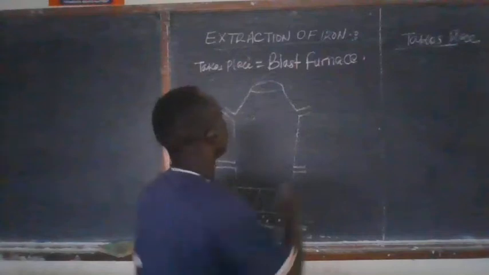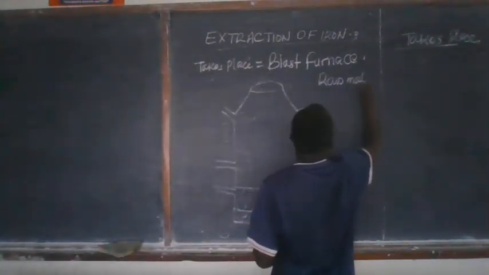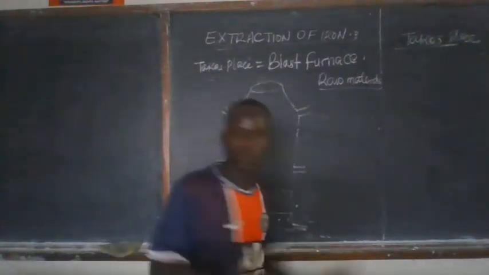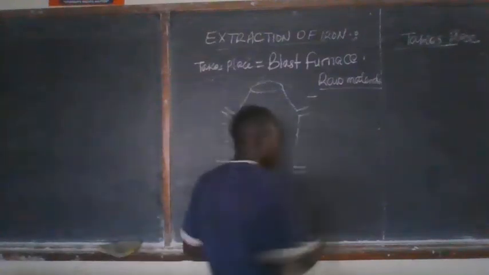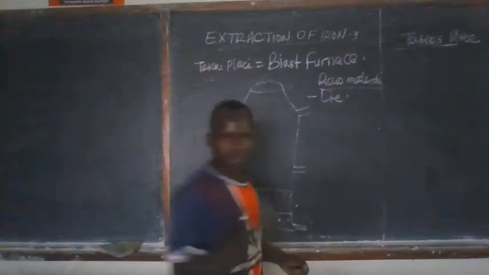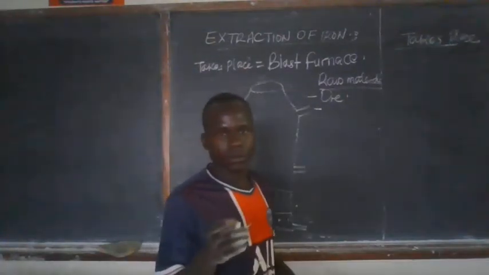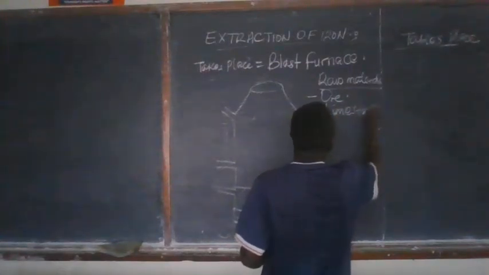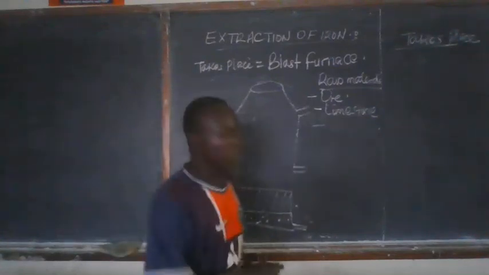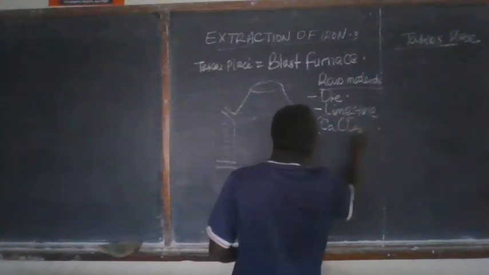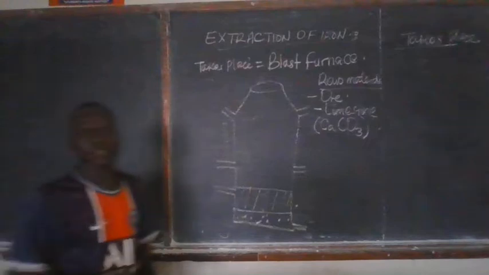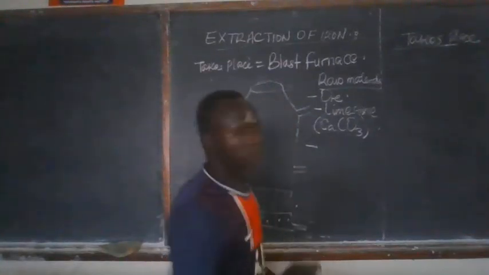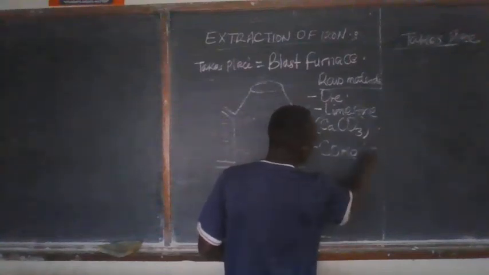So we have to know the raw materials required in this extraction so that we can feed it into the furnace. There we have the ore, which is also a raw material. We have limestone. So limestone is also called chemically calcium carbonate. Then another raw material is coke. Coke, that is carbon.